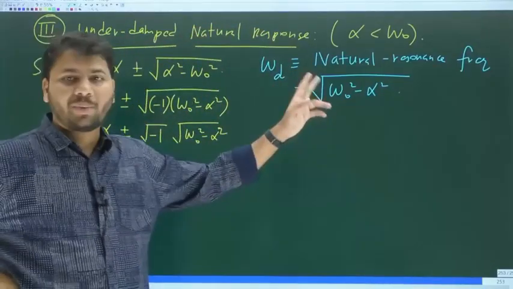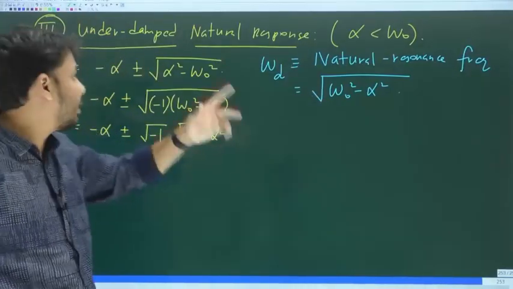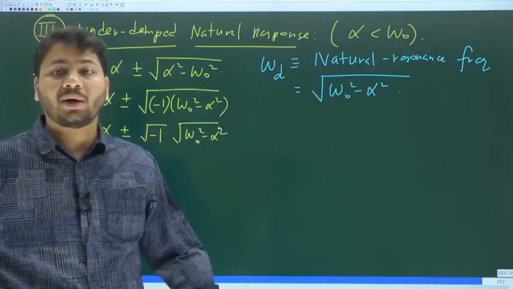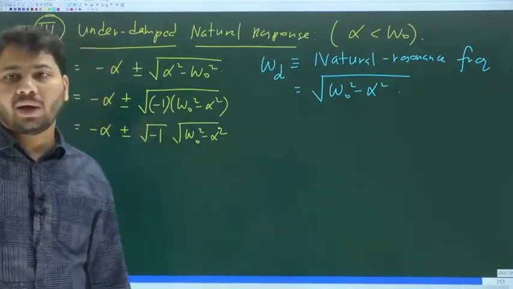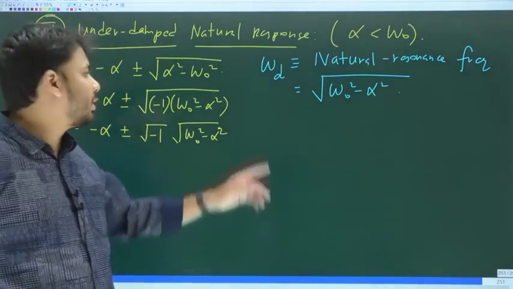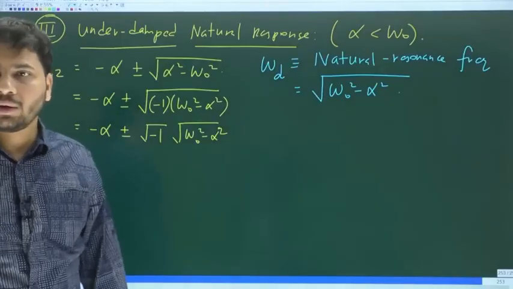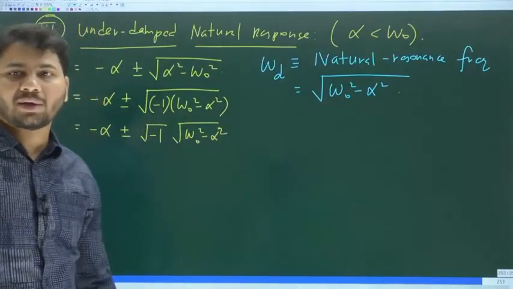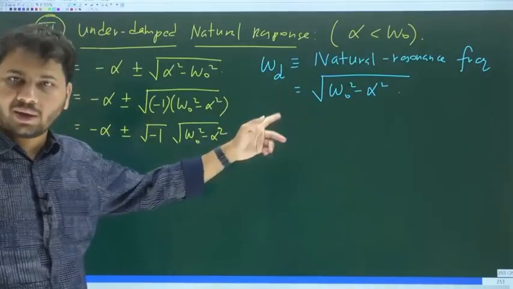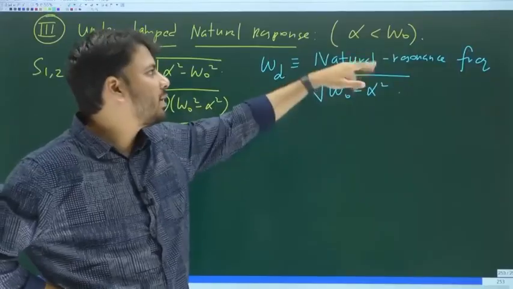Remember, this omega d, the natural resonance frequency, comes into the picture only when the natural response is underdamped. For overdamped and critically damped, there is nothing like a natural resonance frequency. It comes into play only when the natural response is underdamped. And what is omega d? Square root of omega naught square minus alpha square. Omega d, is it not real? It is real, because alpha is less than omega naught.